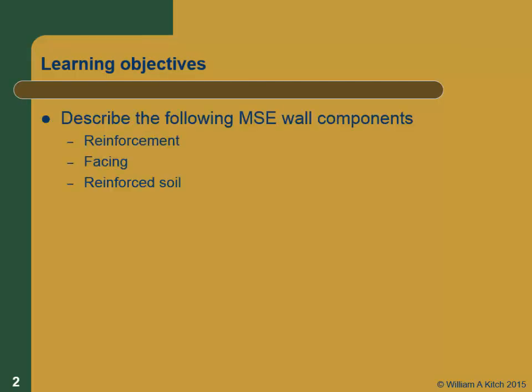All right, so let's talk about how we design MSE walls. So this first presentation is really about the components of the wall and how we characterize the components and how the components behave. So you need to identify the three main components, which are the reinforcement itself, the facing material on the wall, that's the thing you see when the wall's completed, and then the soil that's being reinforced. So those are the three main elements of the wall itself.